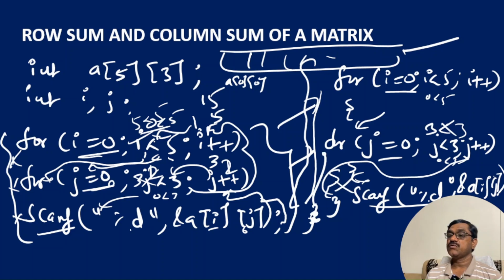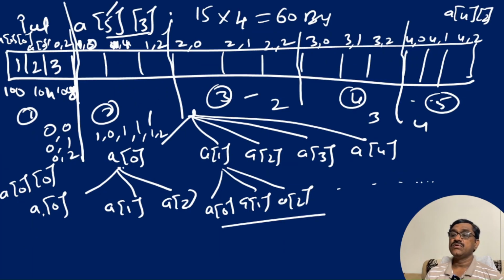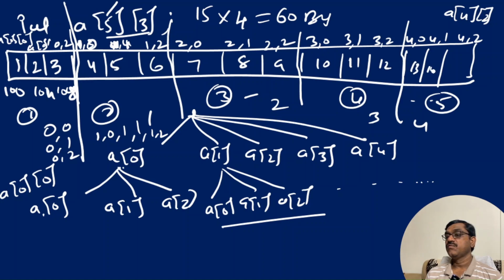This is the closing brace for whom? The first for loop, and it goes to i plus plus. So it is the same scenario, but for your understanding I have written the opening and closing braces. So this is the way of reading the elements into a two-dimensional array, and assume that we have entered the elements like this: 4, 5, 6, 7, 8, 9, 10, 11, 12, 13, 14, and 15. So this is the way of reading the elements into a two-dimensional array.